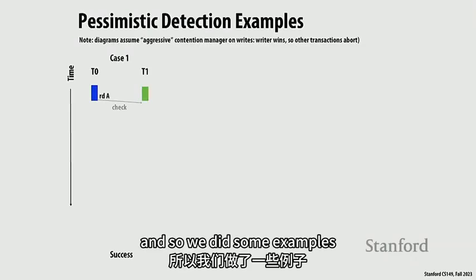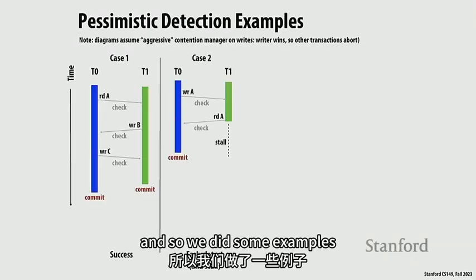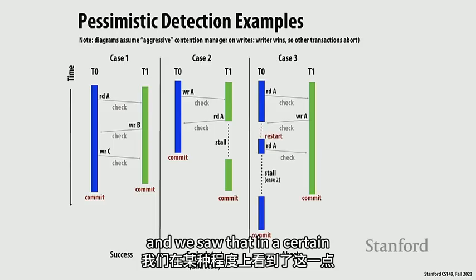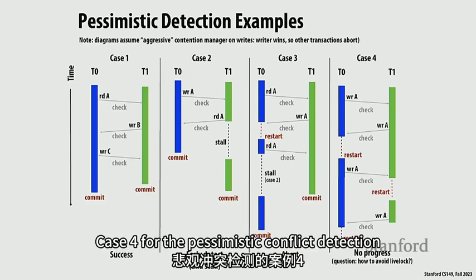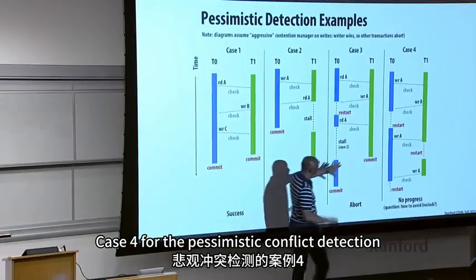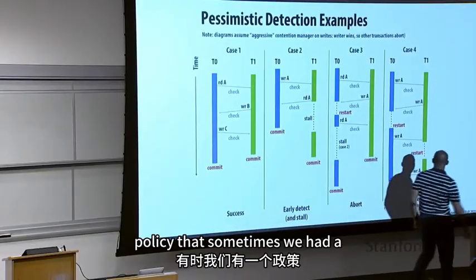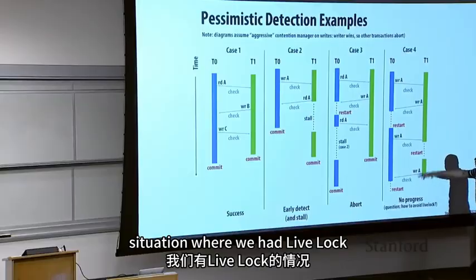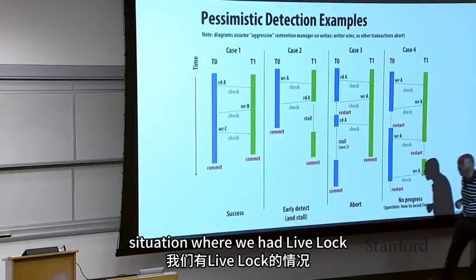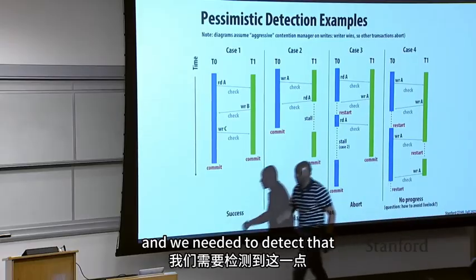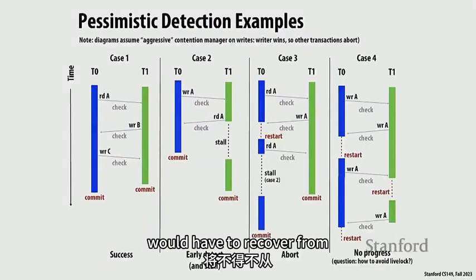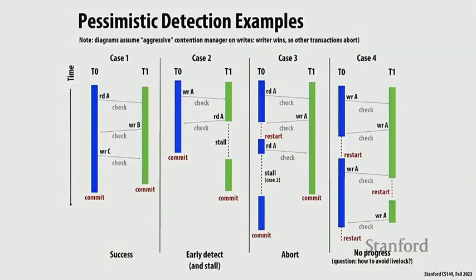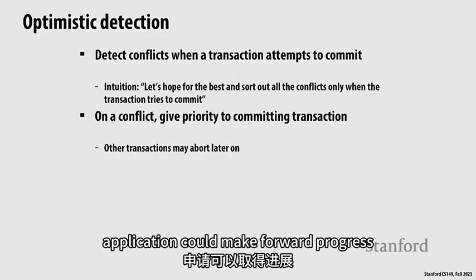All right? And so we did some examples, and we saw that in case 4 for the pessimistic conflict detection policy, sometimes we had a situation where we had live lock and we needed to detect that, and the transactional memory system would have to recover from live lock to make sure that the application could make forward progress.